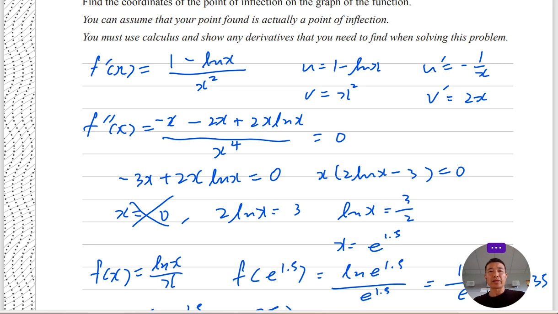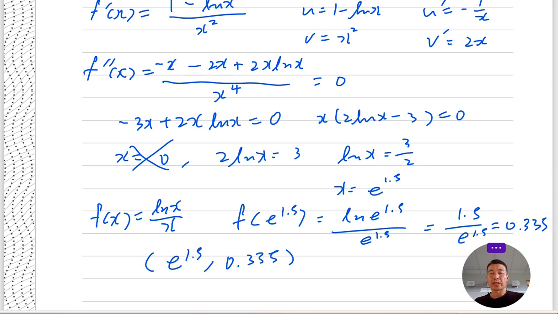So the numerator should be 0, and that's 0. And you factorize it. X can't be 0, so ln x must be 3 over 2. That means x must be e to the power 1.5, right? So we found the x value, so you have to find the y value as well.